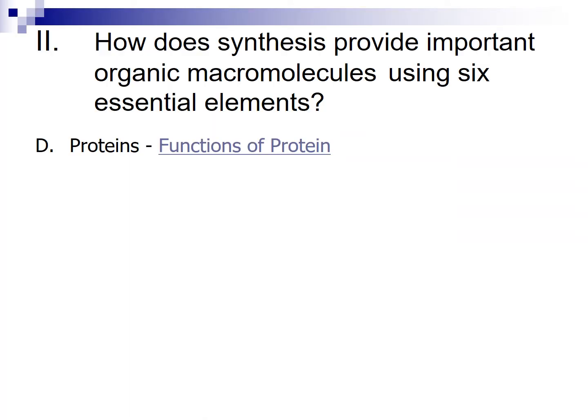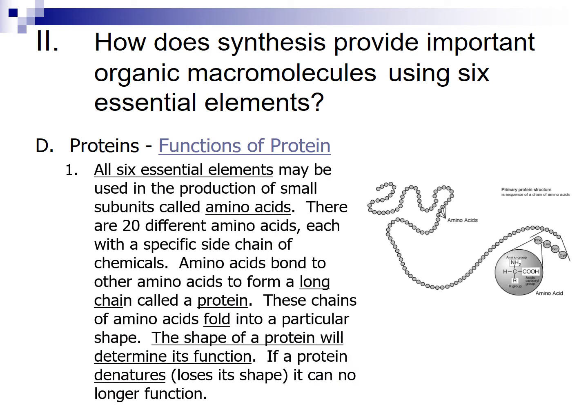All right, so now we're going to start talking about proteins. All six essential elements can be used in proteins. The subunit is the amino acid, which is made up of an amine group and a carboxylic acid, for all those chemists out there. There are 20 different amino acids. Each one has the basic chain and then has a different specific side chain.